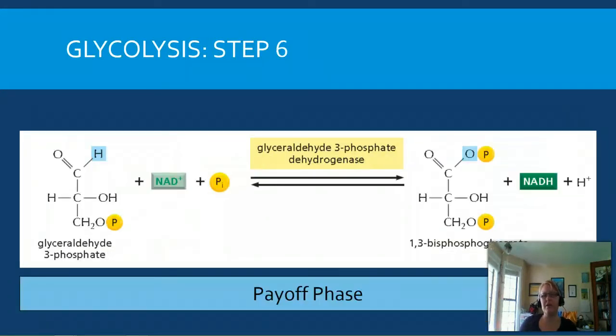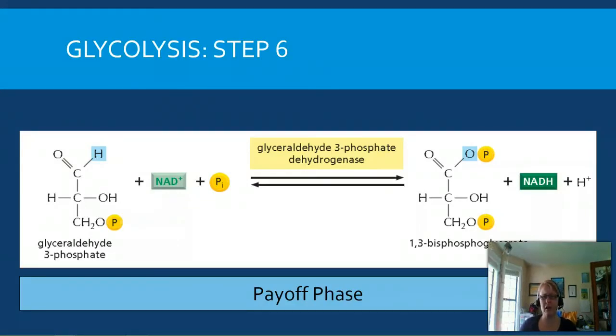So then we reach step 6, and this is where we enter the payoff phase. In step 6, we transition into the energy harvesting phase. Up until this point, we've only been putting items in. At this point, we're going to start being able to take out our NADHs, our ATPs. We're going to start seeing the energy and the efforts that we put into it here. The goal at the end of our process is to obtain 4 ATPs and 2 NADHs in this payoff phase, and that will leave us with the net gain of 2 ATPs and the NADH.